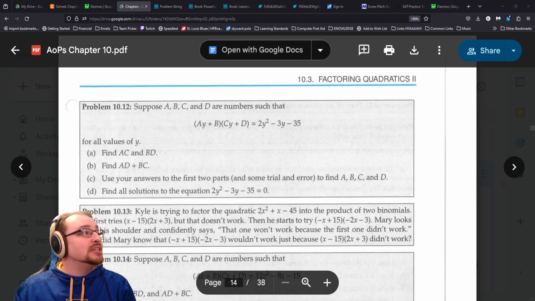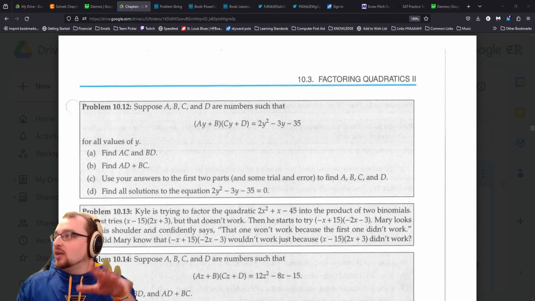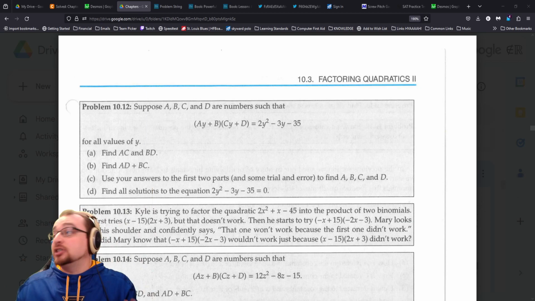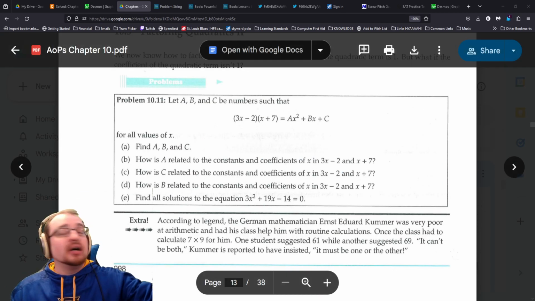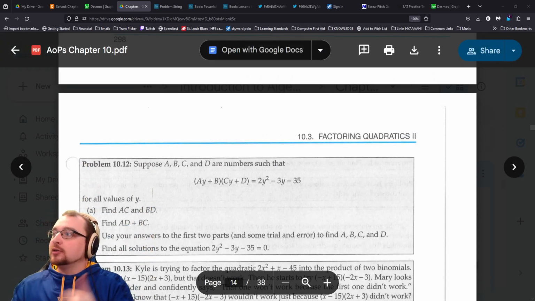So now we're doing 10, 1, 2. You'll notice this is in reverse. So ABC and all that stuff are on the left side now in the factored binomials. On the right side, we actually know what those numbers are. So compare this to that. The right side had A, B, and C. Now we're switching it around. So we're reverse engineering this.